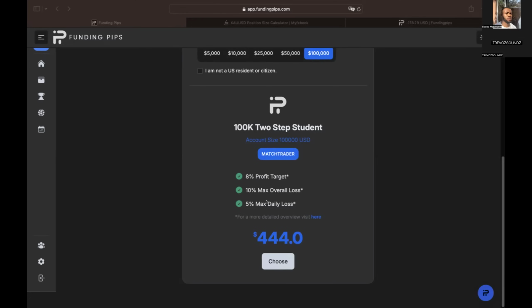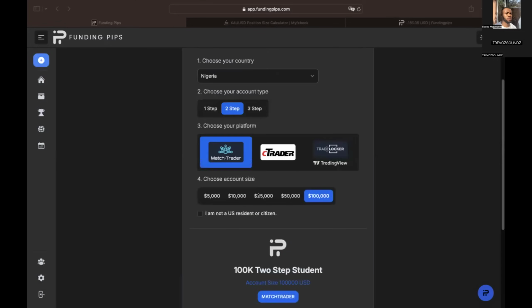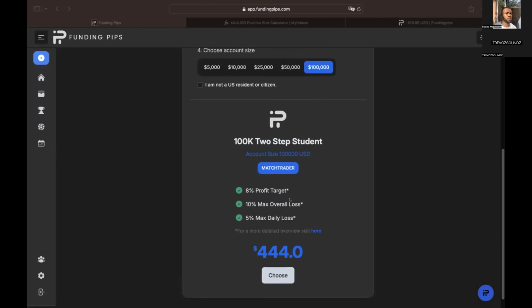And inside that 100K account, you won't have to lose 5% in a day. Every day you can't lose about 5% of the account, which is $5,000. If you lose 5% of the 100K account, you breach your account. You no longer trade the account. You have to buy another one and start afresh. Understand me? So these are the things you have to understand before buying a prop firm account.